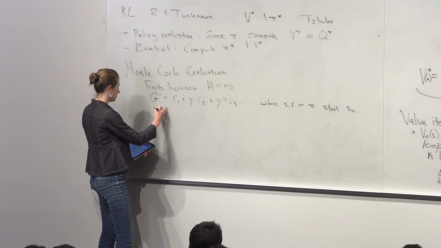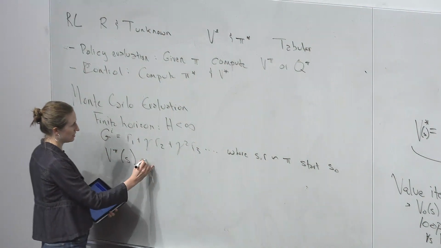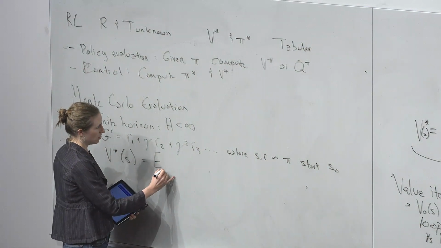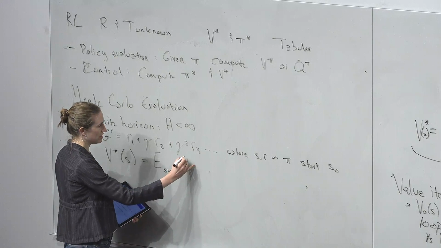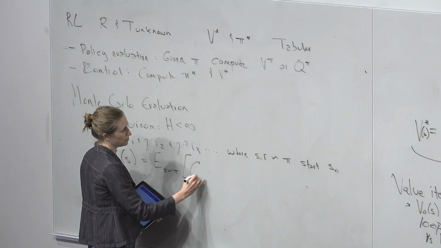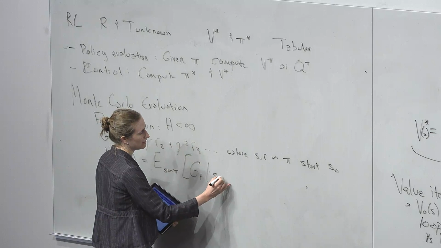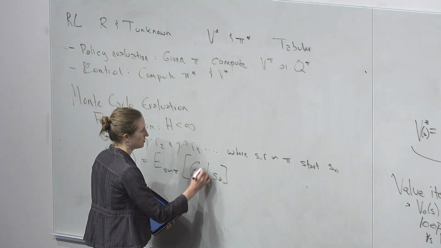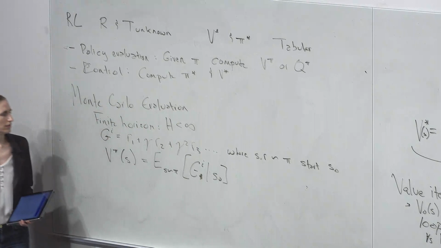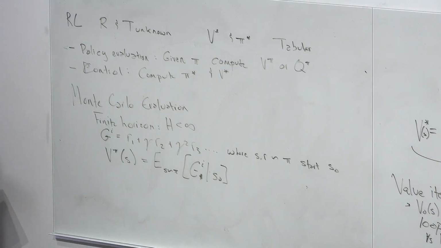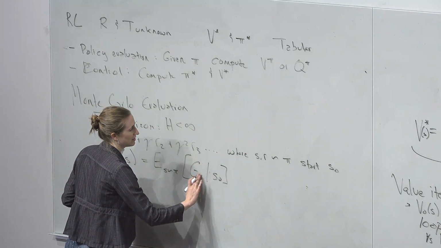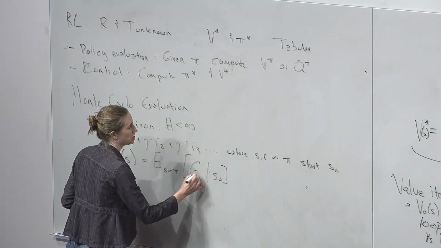And then our value, like what we talked about before, is equal to E, where the states are sampled according to our policy, of G_T starting from S0. I'll call this G^i. So we can do this procedure whether we have direct access to the dynamics and reward model or whether we can just sample them from our environment. All right, this is just our expected G.